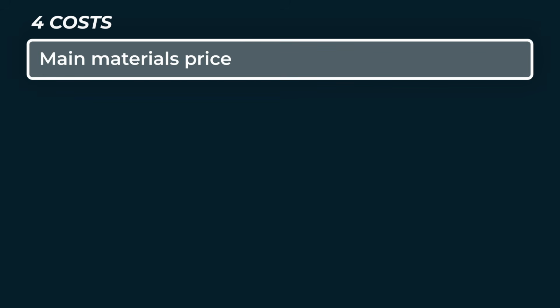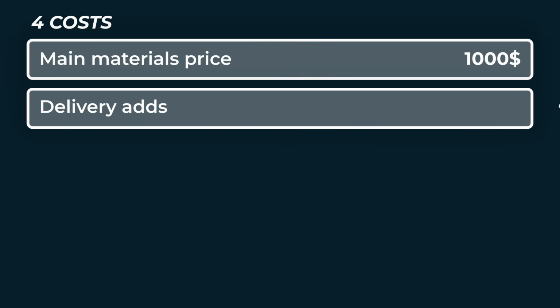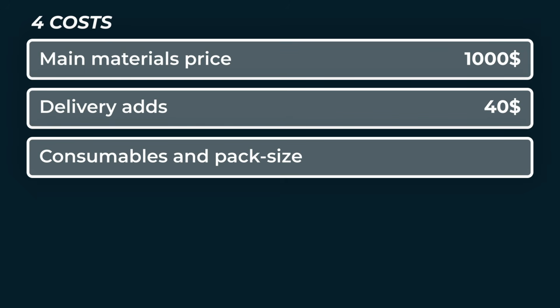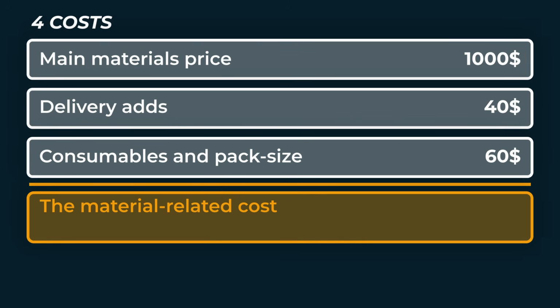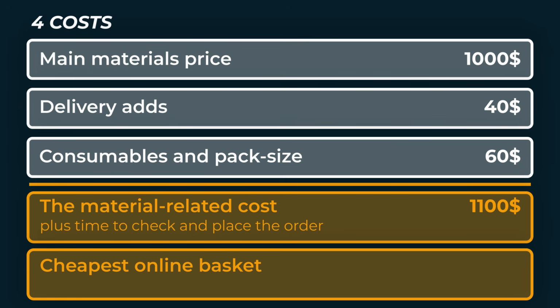Now let's put those 4 costs together. Imagine the realistic supply price for the main materials as £1,000. Delivery adds 40. Consumables and pack size costs add another 60. Before markup, the material related cost is already 1,100, plus the time needed to check and place the order. The cheapest online basket may have shown 920, but if you could not reliably buy, receive and organise everything for 920, that was never the true cost of delivering the job.